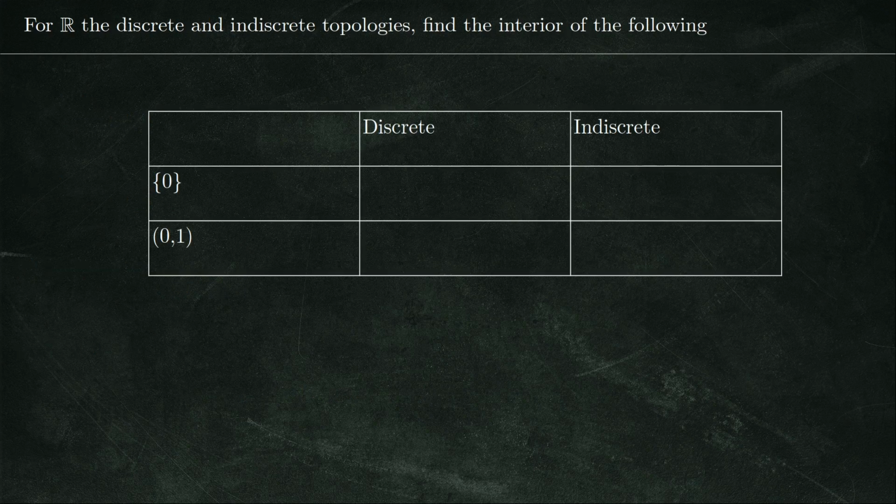All right, for our next example, we have R with the discrete and indiscrete topologies. So have a think about the interior of the following, and then I'll put up the answers. Okay, now you've had a go. For the discrete topology, the interior is just {0}. So again, this was an open set already. Similarly with (0, 1), it's already open. And then for the indiscrete topology, the only open set contained in either of these is the empty set. So the interior must be that.